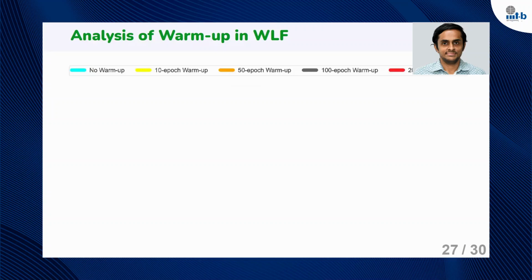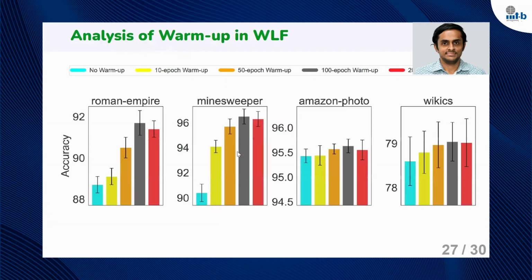And then this is analysis of warm-up in this WLF model. This is the number of epochs we actually train the local model. You can see 10 epochs, 50 epochs, 100 epochs, and so on. And interestingly, 100 epoch warm-up is the best performing epoch number for all the WLF variants.